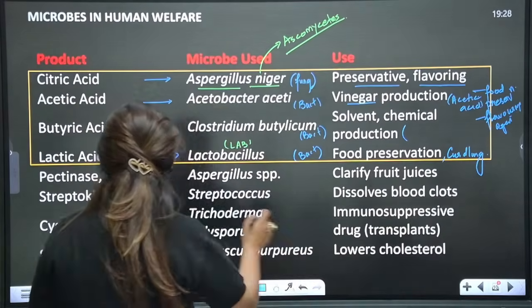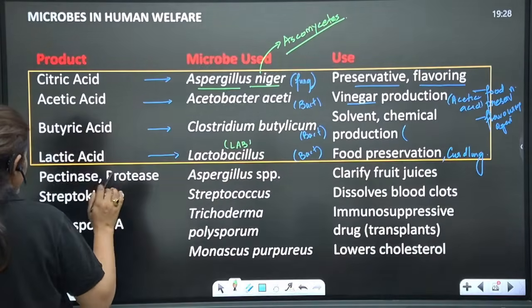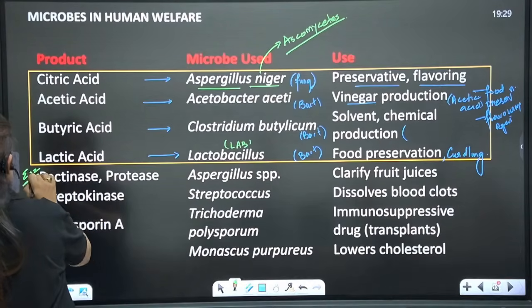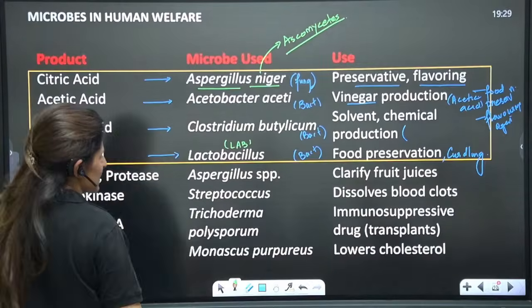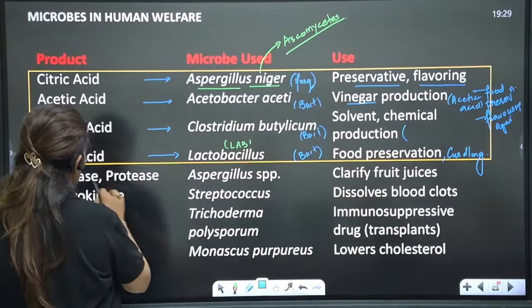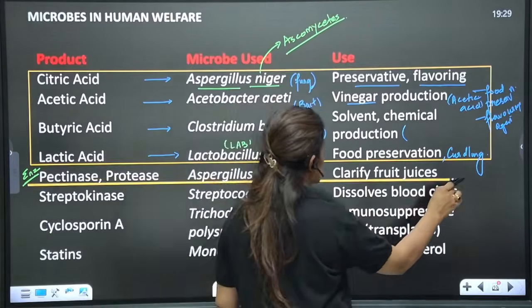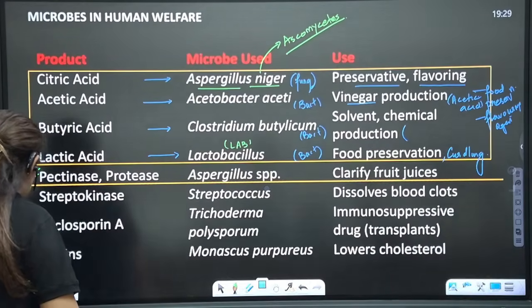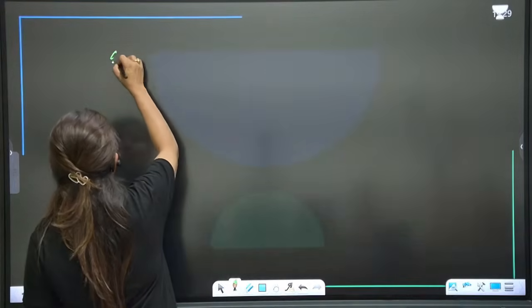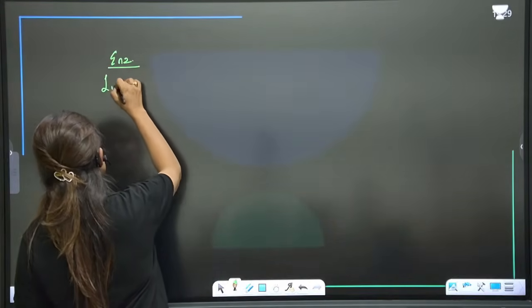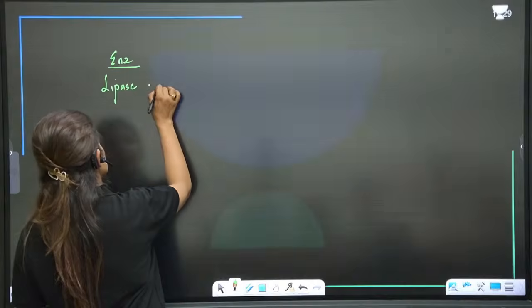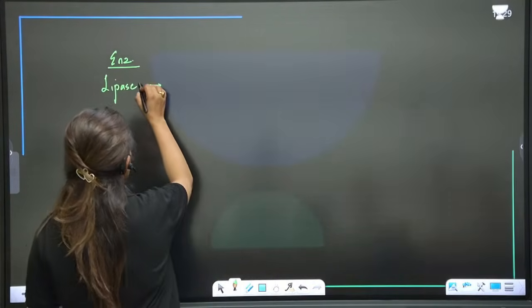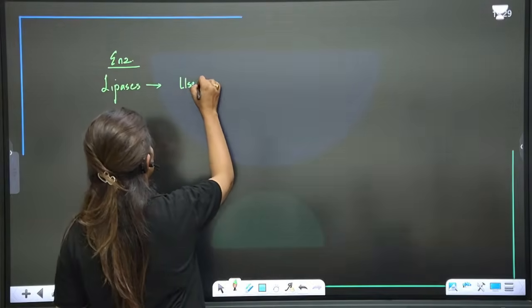Okay. Now moving on to some enzymes here and some bioactive molecules. So talking about the enzymes here, see here. There are two enzymes, pectinases and proteases, again produced by Aspergillus, although this is not given in your book, and it is used for clarifying fruit juices, right? There is one missing, I'll write it down here. Another enzyme that you must know about is lipase. Now lipase actually comes from a fungus, Candida, but we can just skip that. Where are lipases used? They're used in detergents.